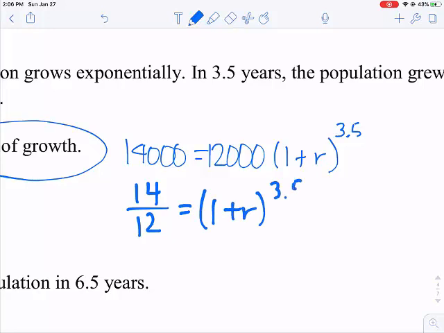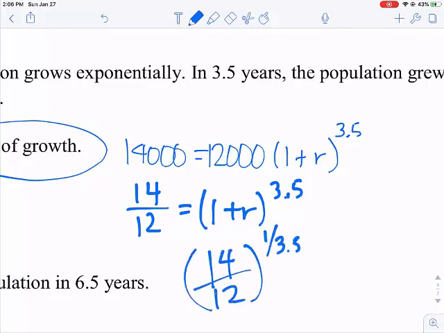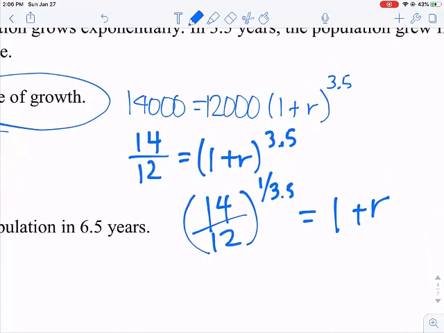Now to get rid of an exponent, we use radicals. To get rid of this exponent, I basically have to take the 3.5th root. I don't know what that is. So I'm going to use 14 over 12 to the 1 over 3.5 power equals 1 plus r. So pause and use your calculator to find this. Okay, so what you notice is you come up with a 1.045, but I still have to subtract 1. So when I subtract 1, what you should get is 0.045.